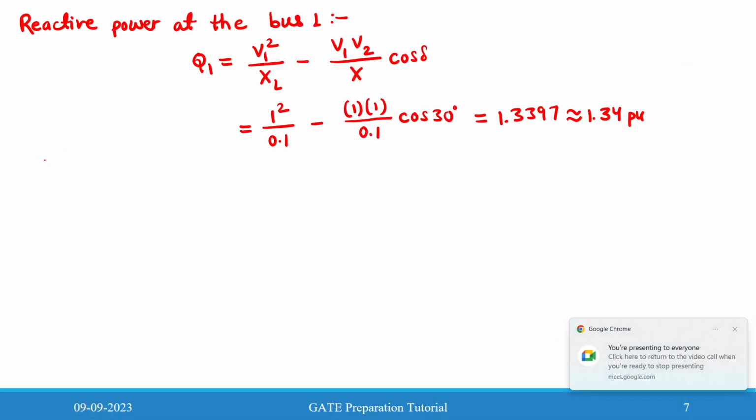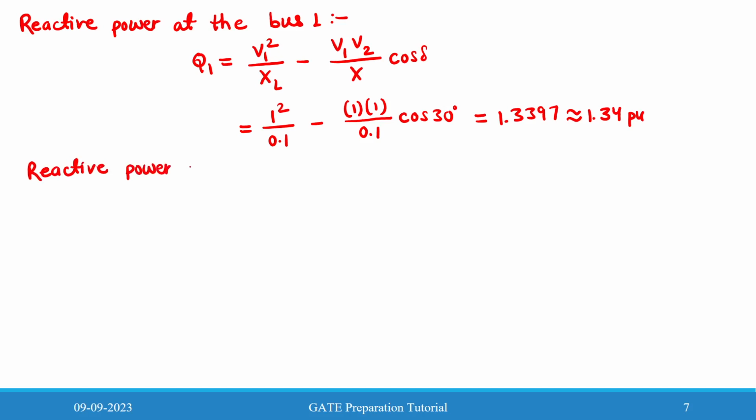And now for the reactive power at bus 2, we know the expression: the square term goes to the right side, and the left hand side will be V1 into V2 divided by X cos delta minus V2 square divided by X. In the reactive power expression, a square term comes in for the bus where we are finding the reactive power. If you are finding it at bus 1, the square term of voltage will be V1 square. Similarly for the reactive power at bus 2, the square term will be for the voltage at bus 2. So this is a trick for remembering the reactive power expression. Don't confuse Q1 and Q2.